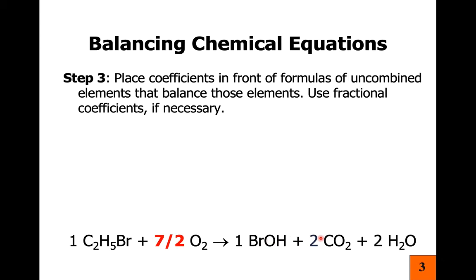1 times this gives me 1. 2 times the 2 gives me 4 more. That puts me up to 5. And then 2 times this gives me 2 more, so 7. 1, 2, 3, 4, 5, 6, 7.